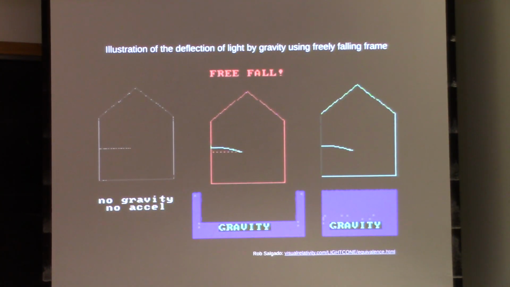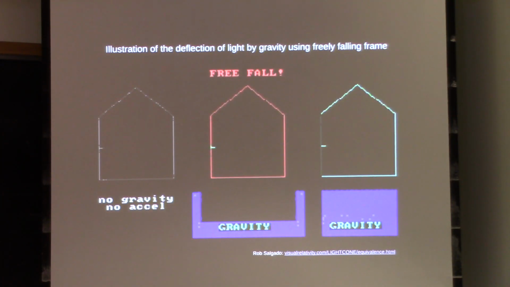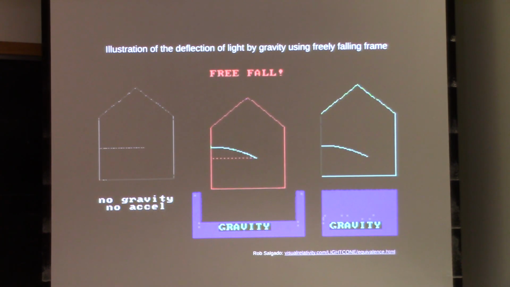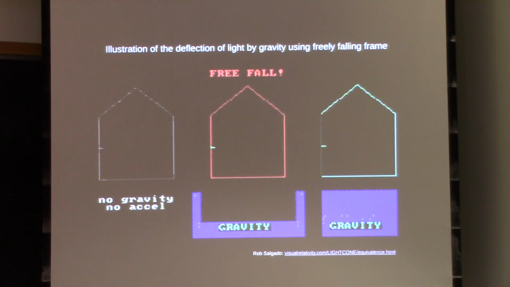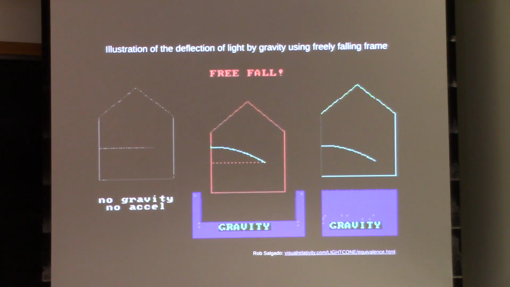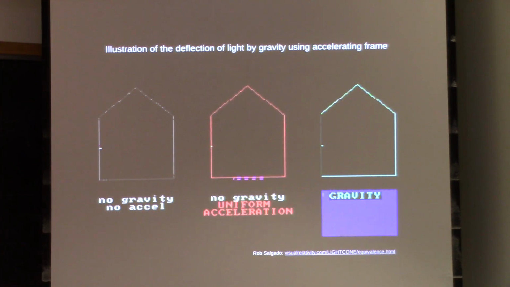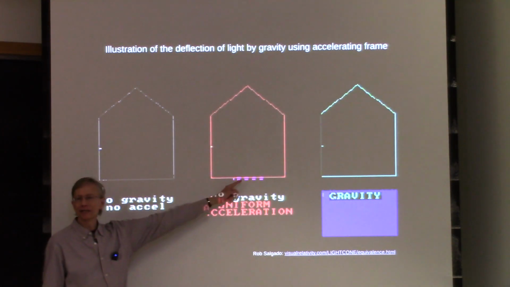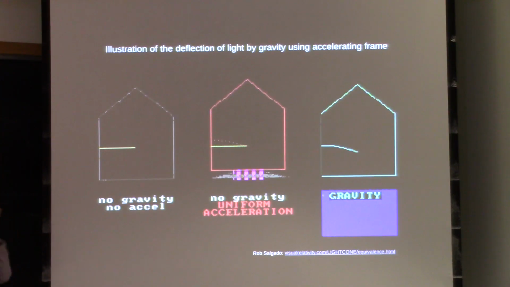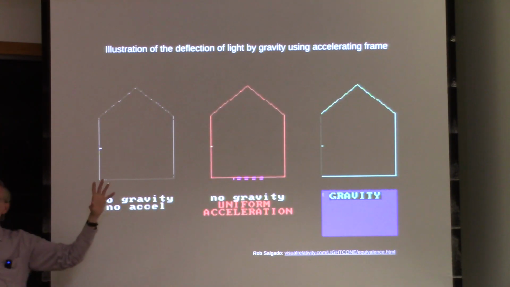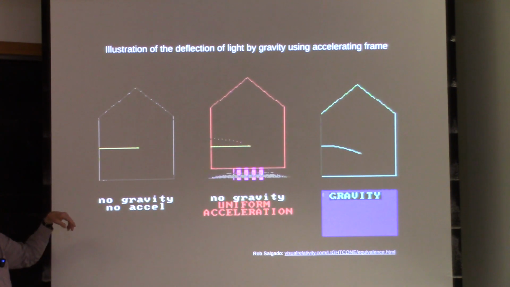All right. Now we can also deduce this from the other version of the principle of equivalence, the one that says you can duplicate the effects of gravity. Instead of eliminating them, let's duplicate them by going into an accelerating frame of reference. And so this shows that version. Now we're going to use an accelerating frame. I guess it's a rocket ship, or a house with rockets on the bottom. We launch it, accelerating upwards. No gravity, no acceleration. It just moves straight horizontally.